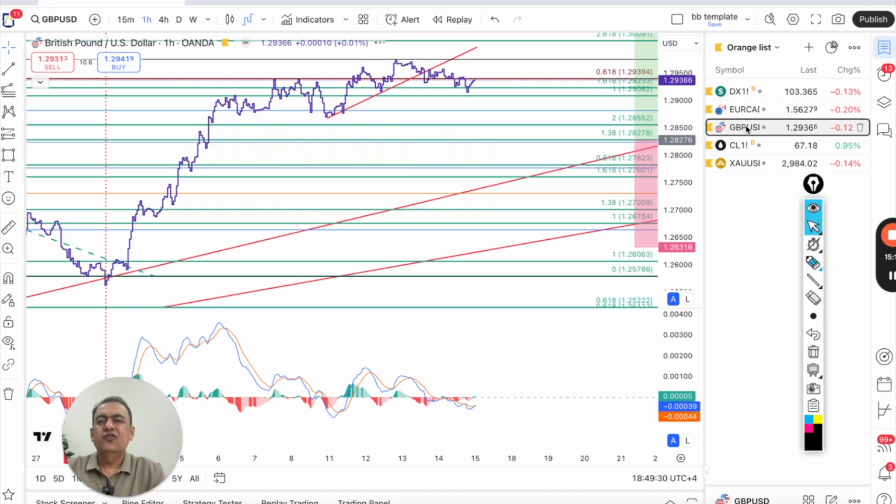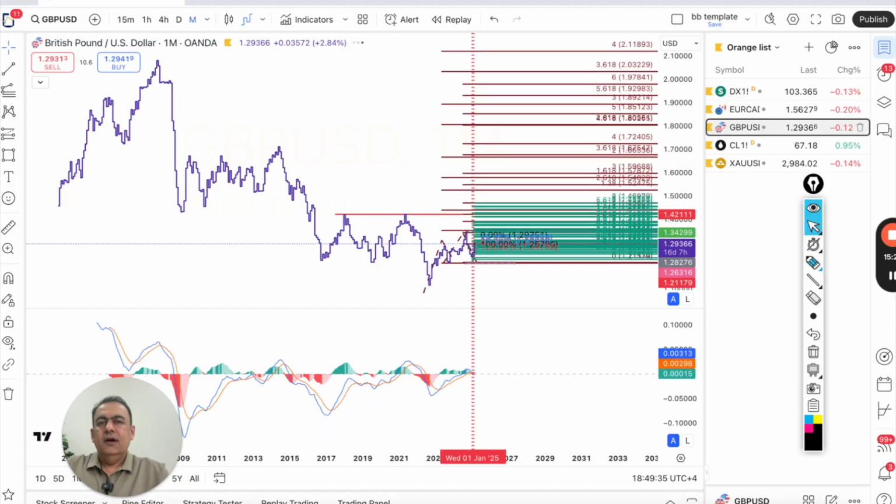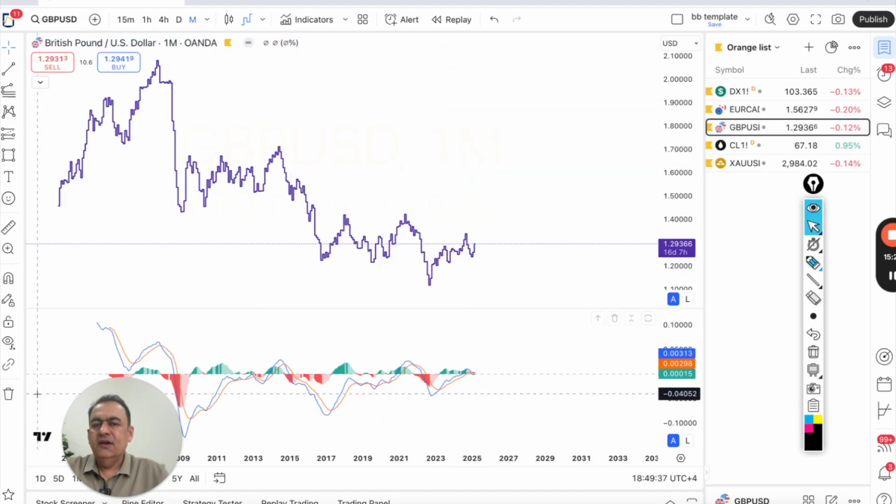Let's move to the next instrument, which is GBPUSD, pound versus US dollar, and we'll apply the same technique but on the monthly time frame first.